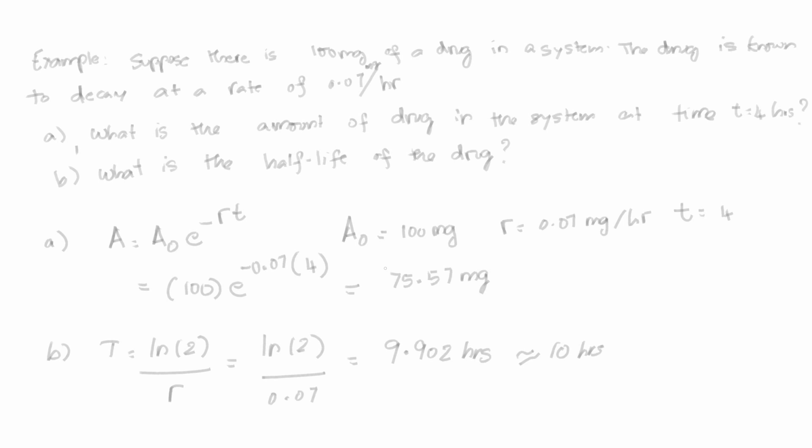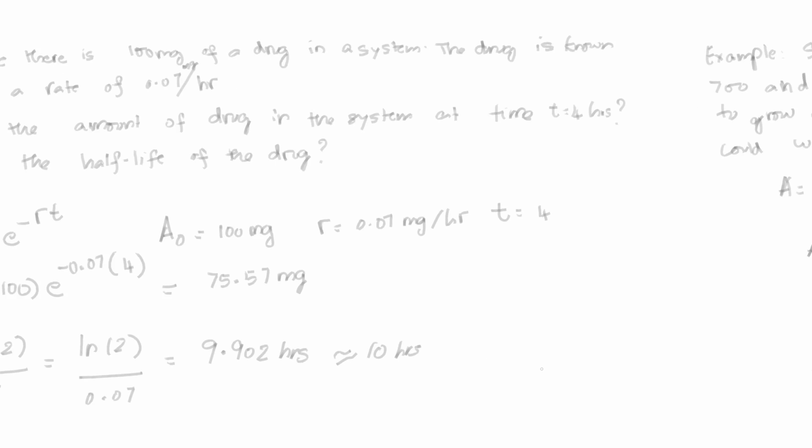So if I want to know the time when the drug would become exactly half of what you started with, which is 50 milligrams, you can find that by using this formula, natural logarithm of 2 divided by 0.07, which is 9.902 hours, which is approximately 10 hours.